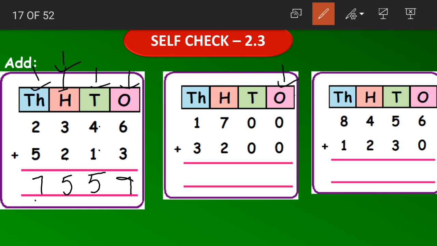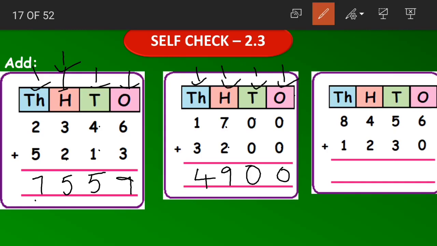In the ones place we have 0 plus 0. The answer will be 0. And in the tens place again we have 0 plus 0. The answer will be 0. In the hundreds place we have 7 plus 2, which is equals to 9. And in the thousands place we have 1 plus 3, which is equals to 4. So the answer is 4900.